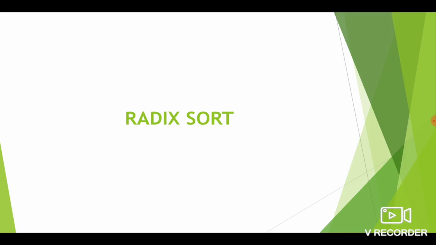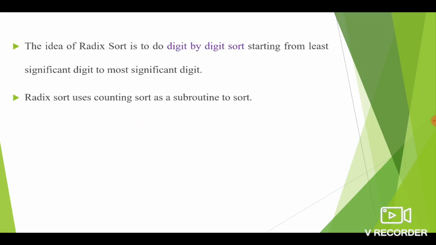We go with the next sort, radix sort. How do we do sorting using radix sort? By digit. So here the sorting is done by digit. That is, you start from the least significant digit and move through to the most significant digit.